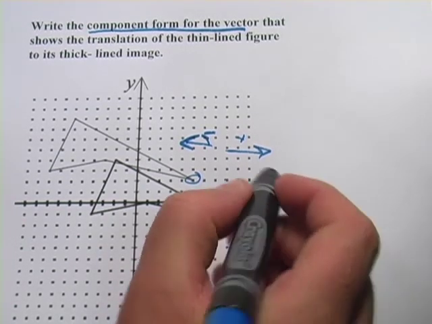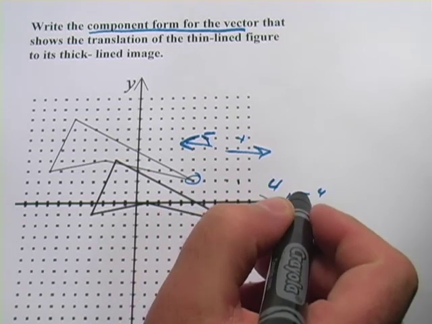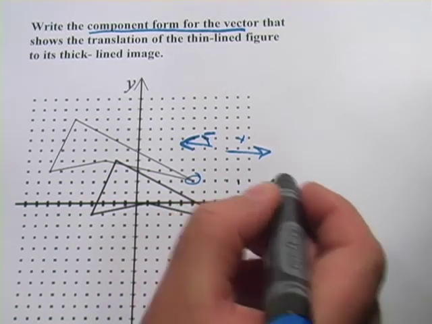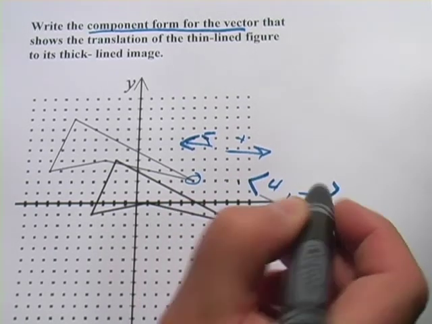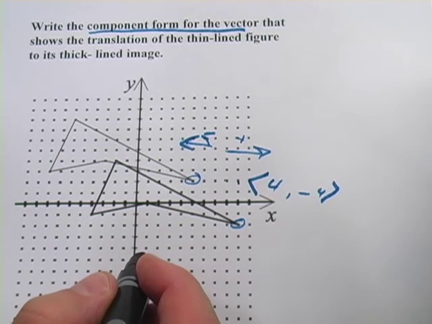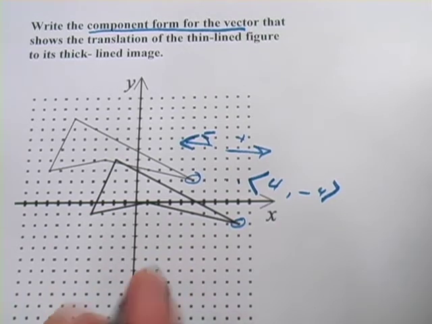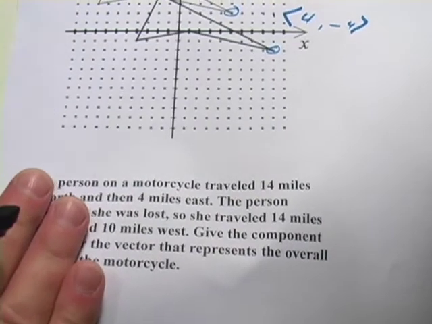And that's pretty much all there is to it. When we say the component form of the vector, well, this is the vector. It includes the x and the y change. And then you write it with these pointy brackets. So that would be our answer, 4 comma negative 4. Let's look at one more.